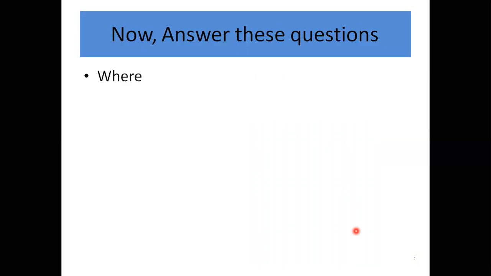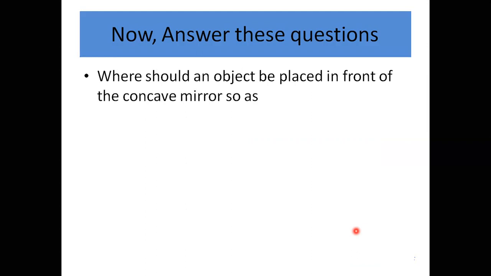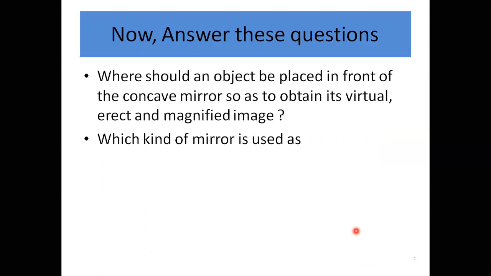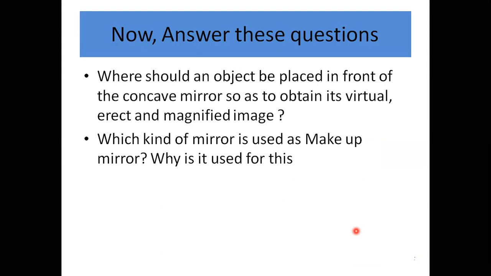First question is, where should an object be placed in front of the concave mirror so as to obtain its virtual, erect and magnified image? And second question is, which kind of mirror is used as a makeup mirror? Why is it used for this purpose? Try to answer these questions.